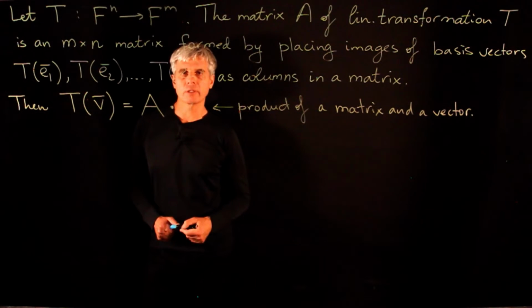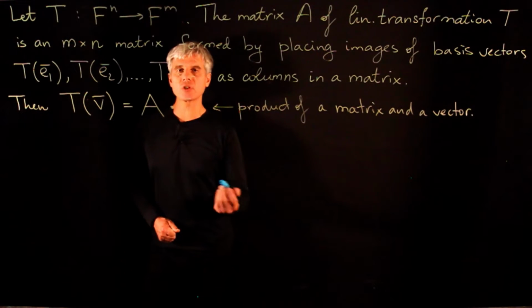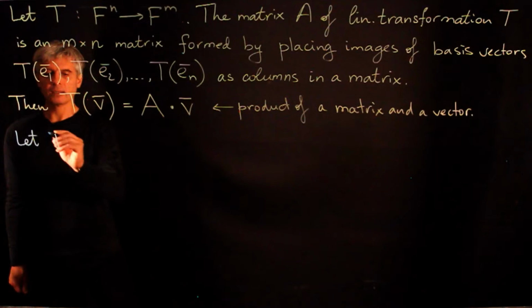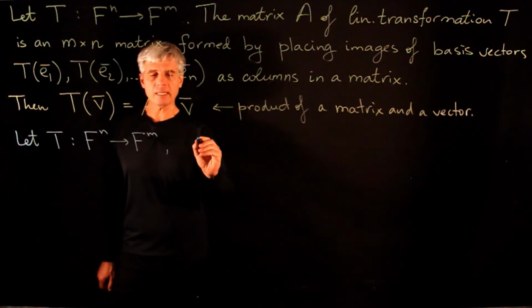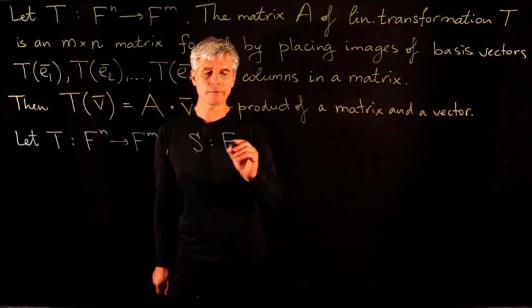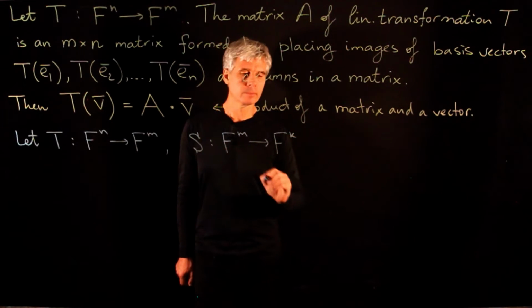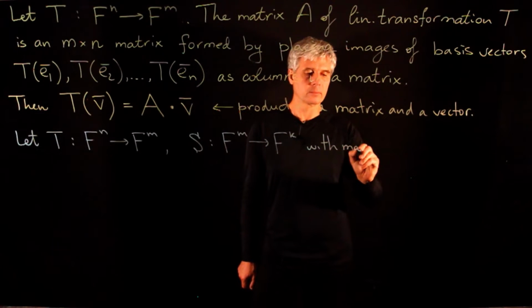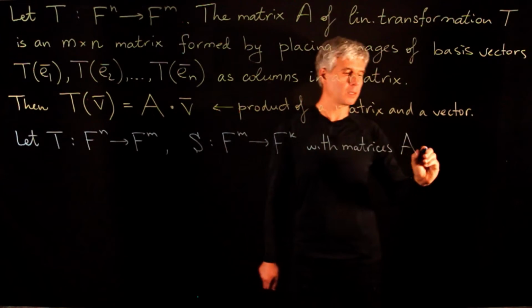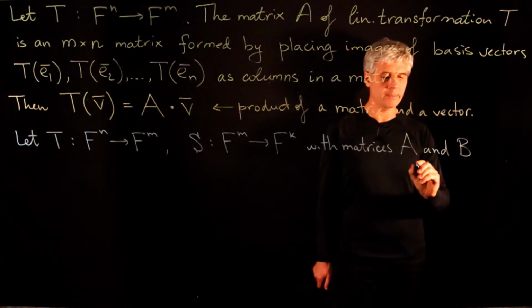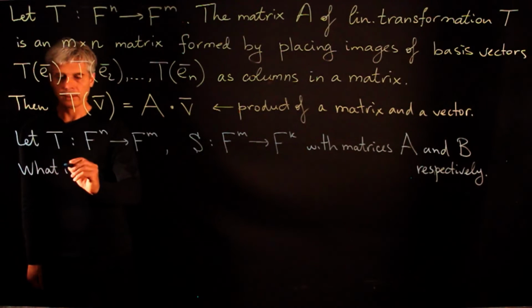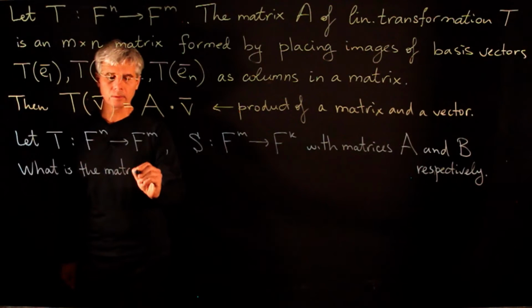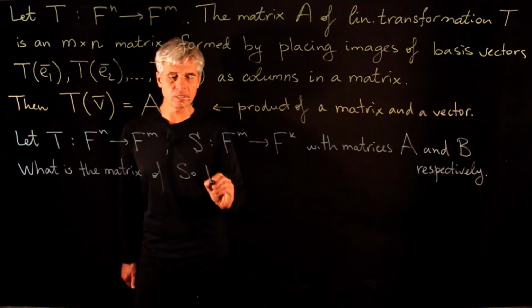Now we would like to answer the following question. Suppose we are given two transformations with their matrices. Now, how can we calculate the matrix of the composition of these two transformations? Let T be a transformation from Fn to Fm, and S be a linear transformation from Fm to Fk, with matrices A and B, respectively. So what is the matrix of the composition S with T?